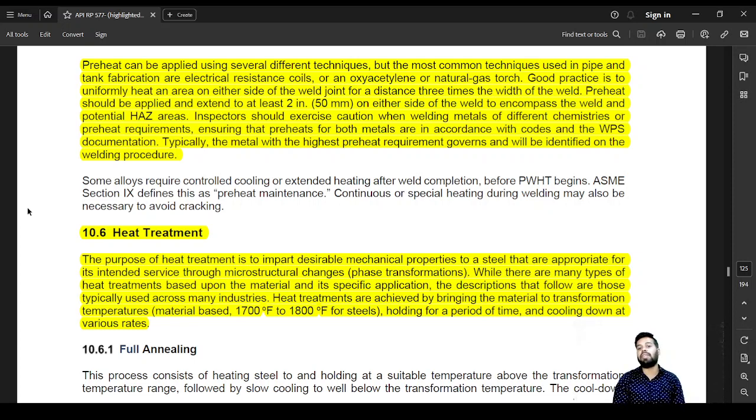The inspector should exercise caution when welding metals of different chemistries to preheat requirements. Ensure that preheat on both metals is in accordance with the code and the WPS documentation. Typically, the metal with the highest preheat requirement governs and will be identified on the welding procedure.